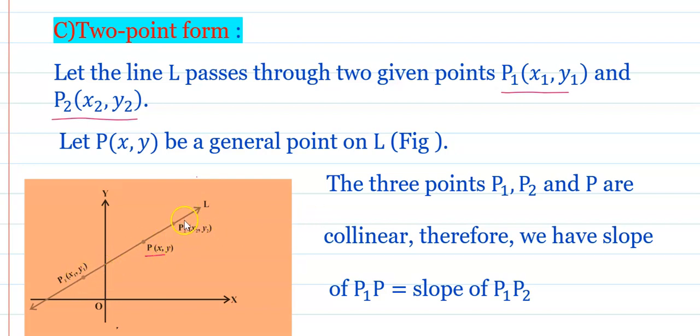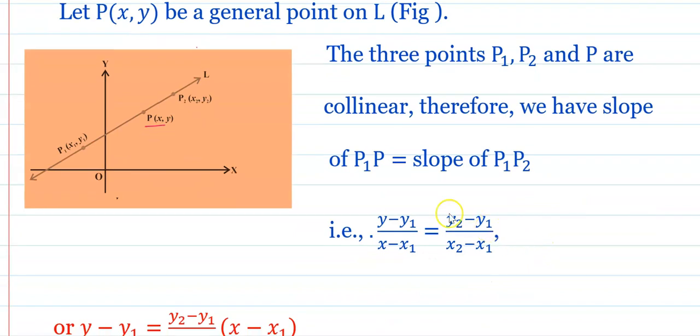Now these 3 points are collinear, and we know that when the 3 points are collinear, the slope of P1P is equal to the slope of P and P2, or the slope of P1P2. Here the 3 points P1, P2 and P are collinear, and therefore the slope of P1P is equal to the slope of P1P2. You take any slope, that is P1P or P1P2.